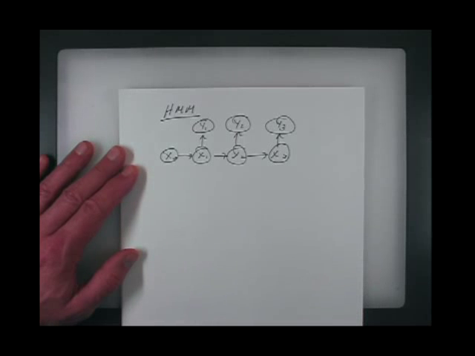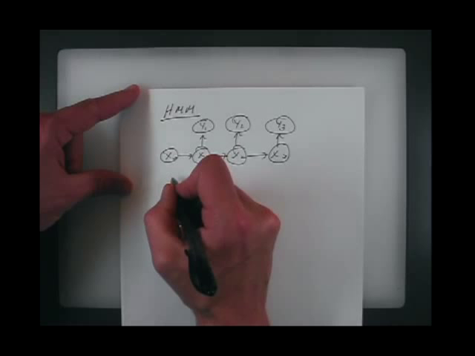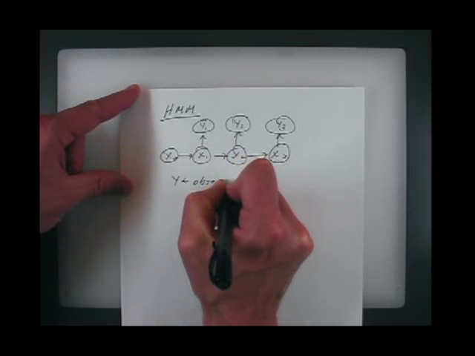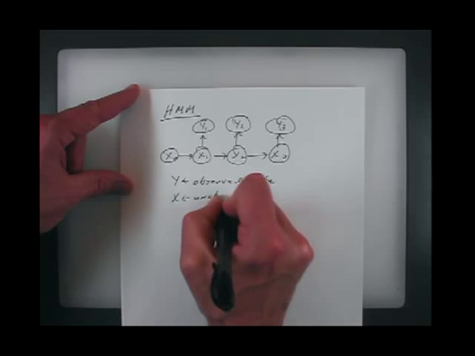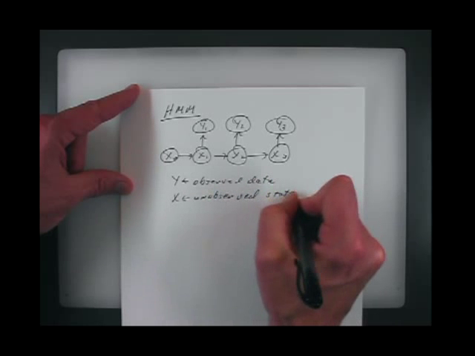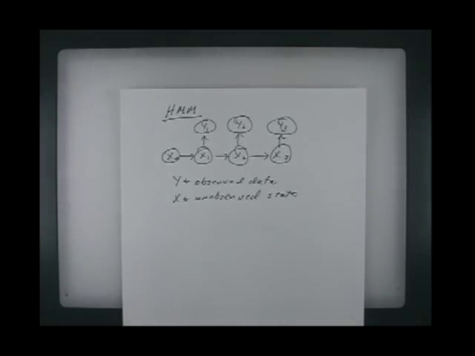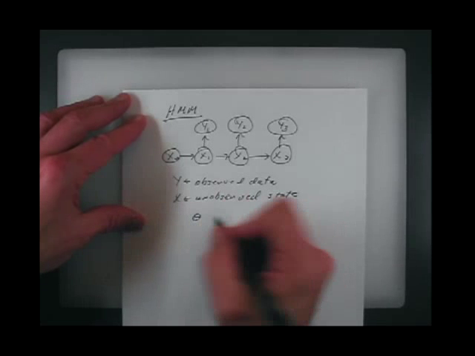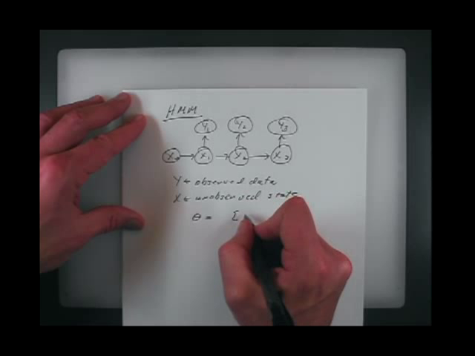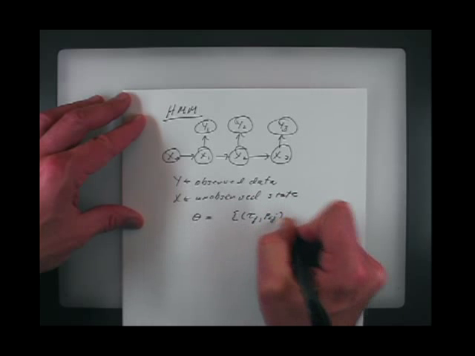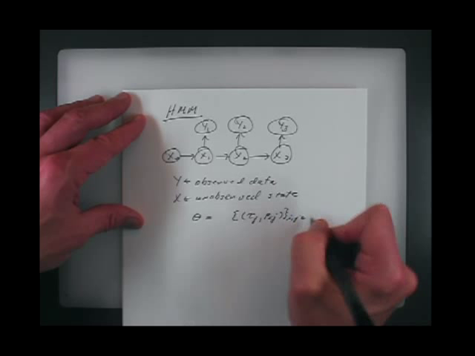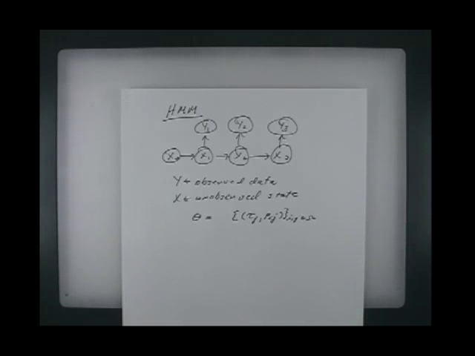Now, typically what happens is that Y is the observed data, and X is unobserved. This is just like in the Gaussian mixture, where you didn't know the underlying state, you didn't know if the plants were fertilized or unfertilized. And then the parameter theta is the set of tau j and Pij for i and j, members of omega. So that's the set of parameters.